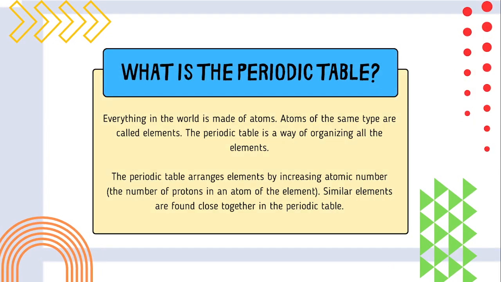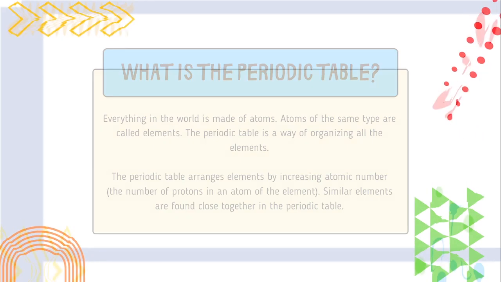What is the periodic table? The periodic table arranges elements by increasing atomic number, and similar elements are found close together in the periodic table. So the arrangement of elements by increasing order of atomic number is what is called the periodic table.